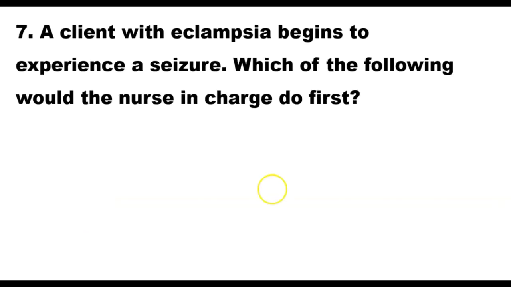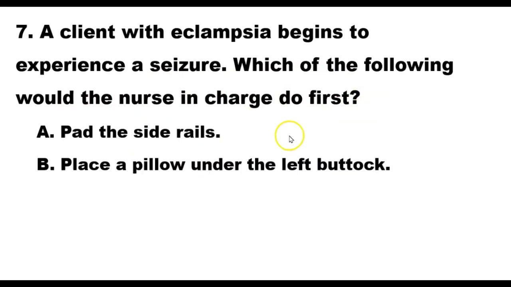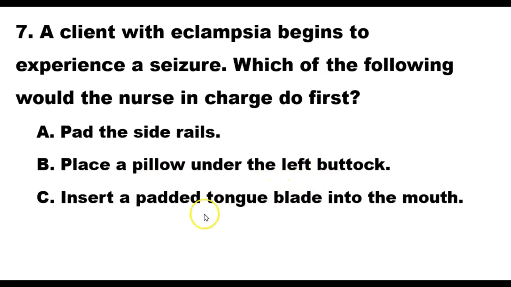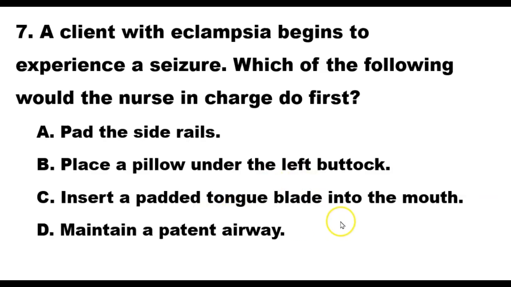Question number 7. A client with eclampsia begins to experience seizure. Which of the following would the nurse in charge do first? A. Pad the side rails. B. Place a pillow under the left buttock. C. Insert a padded tongue blade into the mouth. D. Maintain patient's airway. Think over it for 5 seconds.